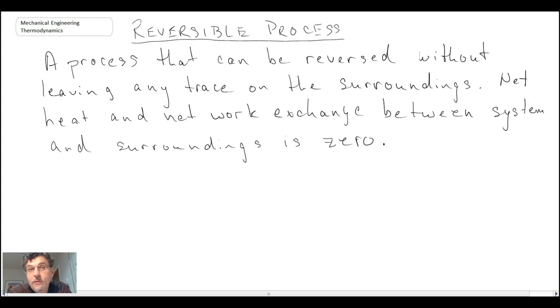So there's the definition of a reversible process. It says that it is a process that can be reversed without leaving any trace on the surroundings, the environment surrounding the system that we're looking at. And it also says that the net heat and net work exchange between the system and the surroundings is zero. As I mentioned earlier, all real processes that exist are actually irreversible, for a couple of reasons. So we're not able to actually achieve a reversible process. All processes are irreversible.